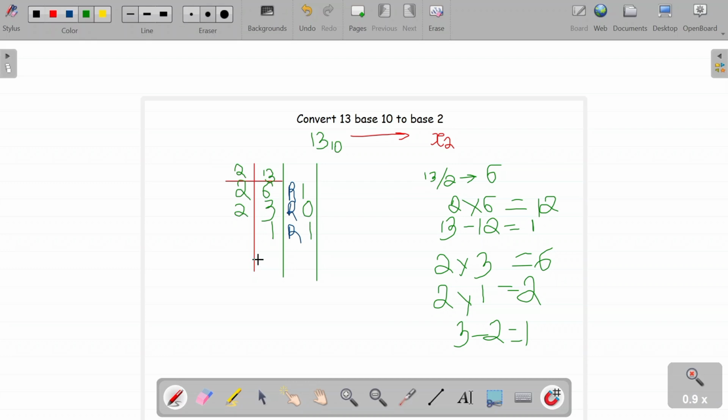Now we still have 1 here. Remember I said we're bringing this down to 0, but 2 can't go in 1. So what do we do? Since 2 can't divide 1, we're just going to put 0 here and say, what's left? 1.